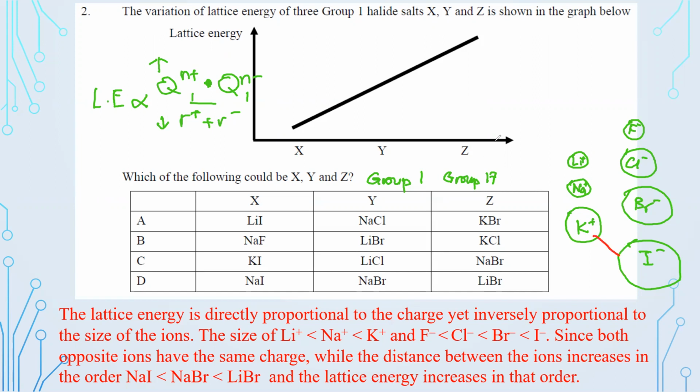Then we have LiCl, then NaBr, so it is not going to be that. So C is not our answer. Last but not least, we have NaI, which is the largest, NaBr becomes smaller, and LiBr becomes the smallest. So the one that suits the trend here is D. That is why the answer here is D. That is how you answer question number 2.